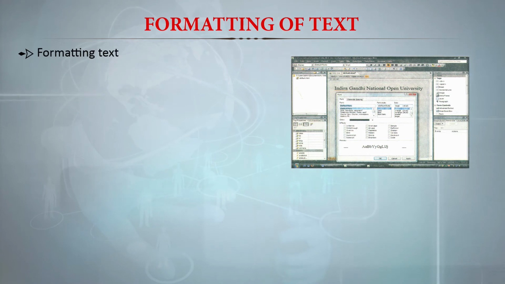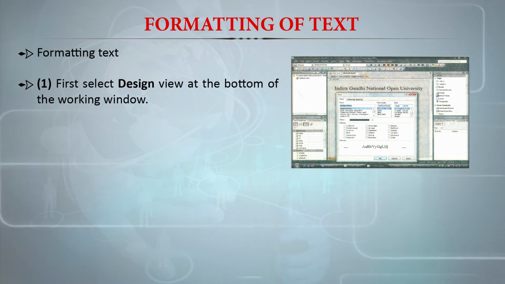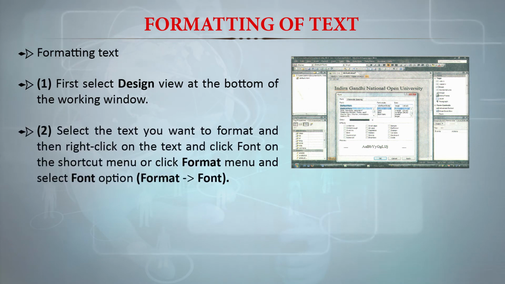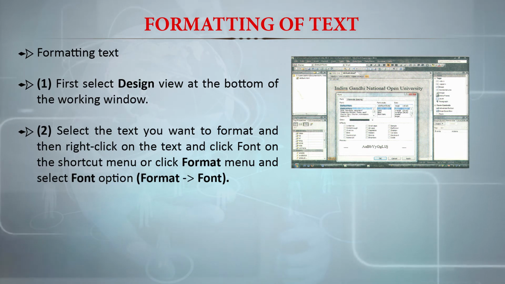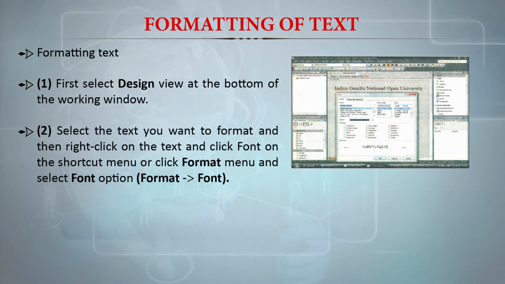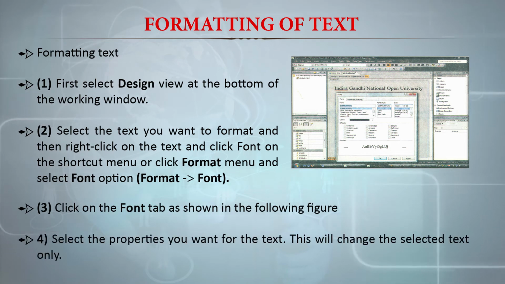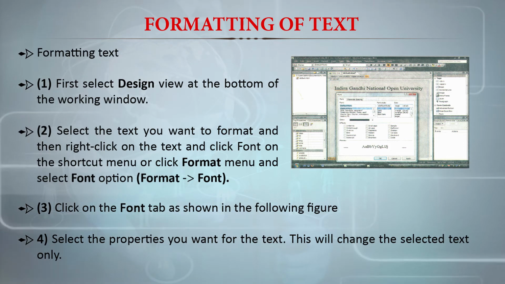So we can also format the text, and the process is that first we have to select the design view at the bottom of the working window, select the text we want to format, and then right click on the text and click font on the shortcut menu, or click the format menu and select the font option. Click on the font tab as shown in the image. Select the properties which you want for the text. This will change the selected text only.